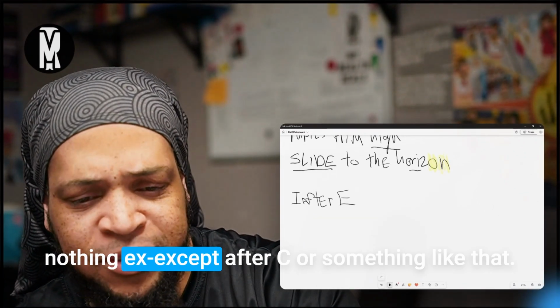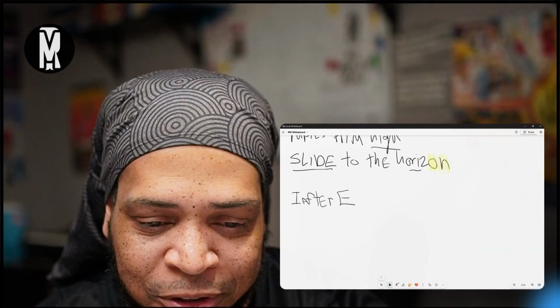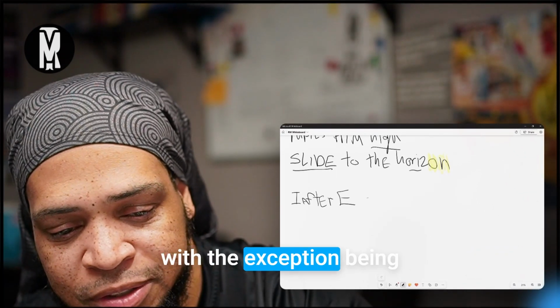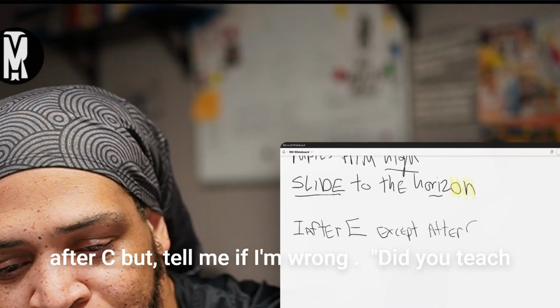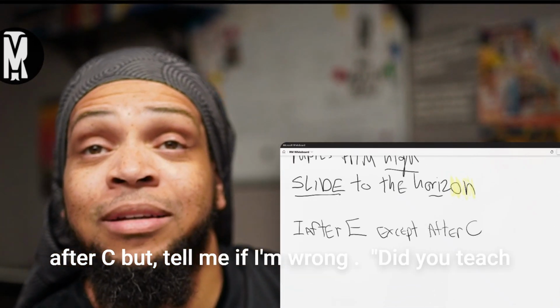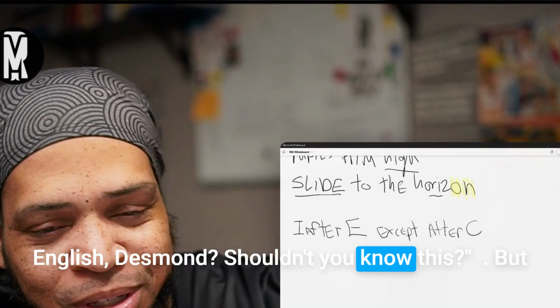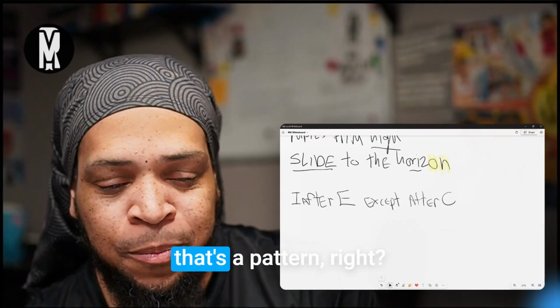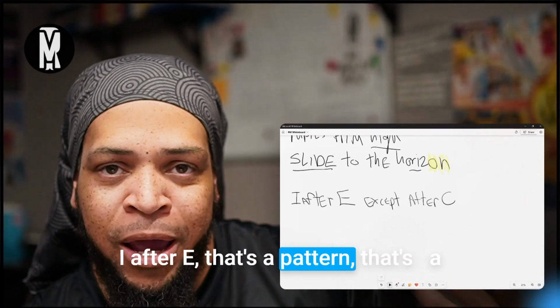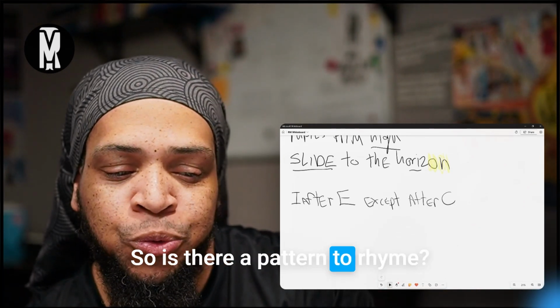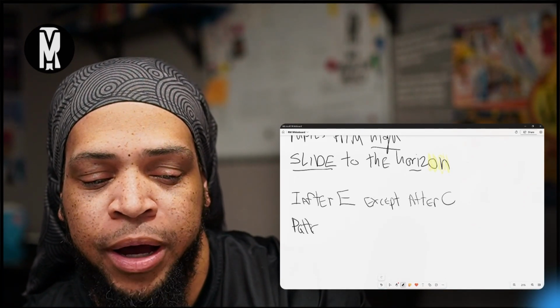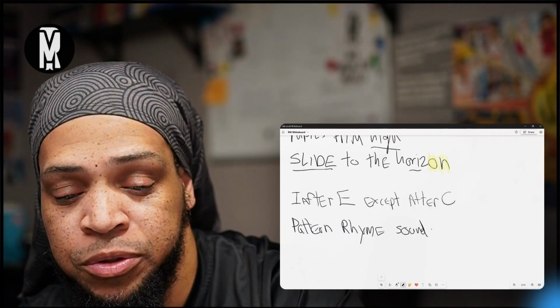So something kind of like the whole I after E, and I think except after C or something like that. I after E, with the exception being after C. But tell me if I'm wrong. Did you teach English, Desmond? Shouldn't you know this? But that's a pattern, right? I after E, that's a pattern. That's a rule that helps you remember that. So is there a pattern to rhyme? Is there a pattern to rhyme sounds within words?